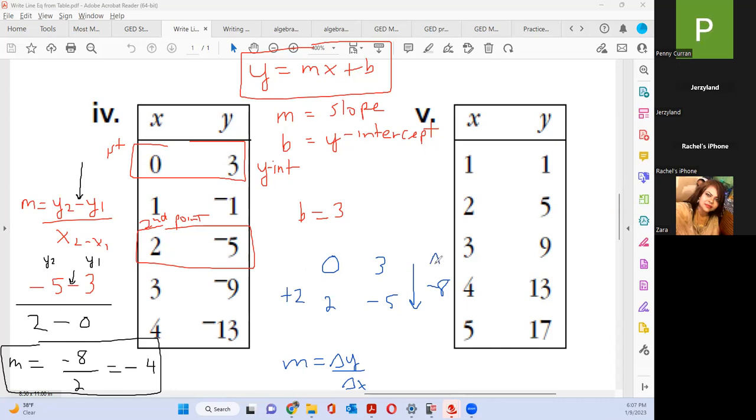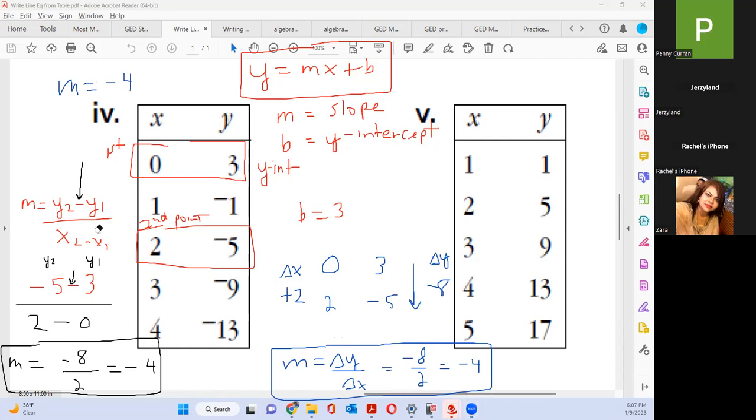So this would be my change in y. This would be my change in x. So then -8 over 2. Do we get the same exact thing? Yes. So our slope is -4. No matter which way you understand best, your slope is -4. So does everyone understand that our slope is -4?